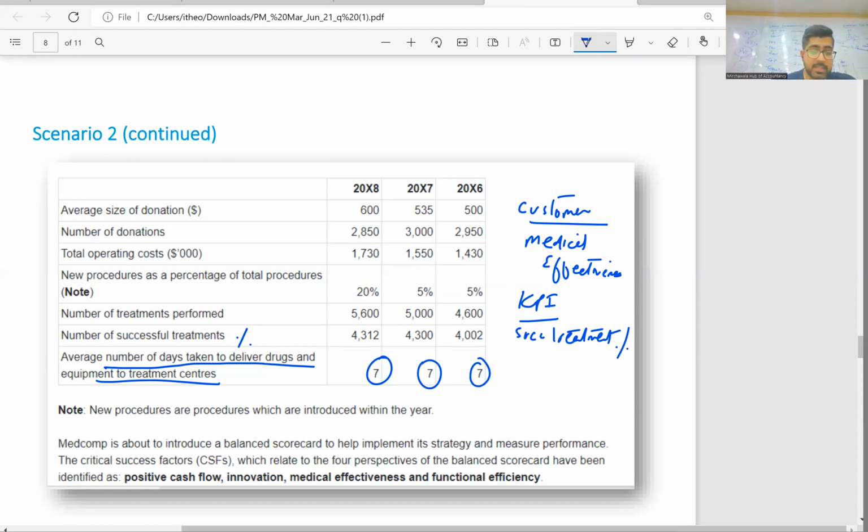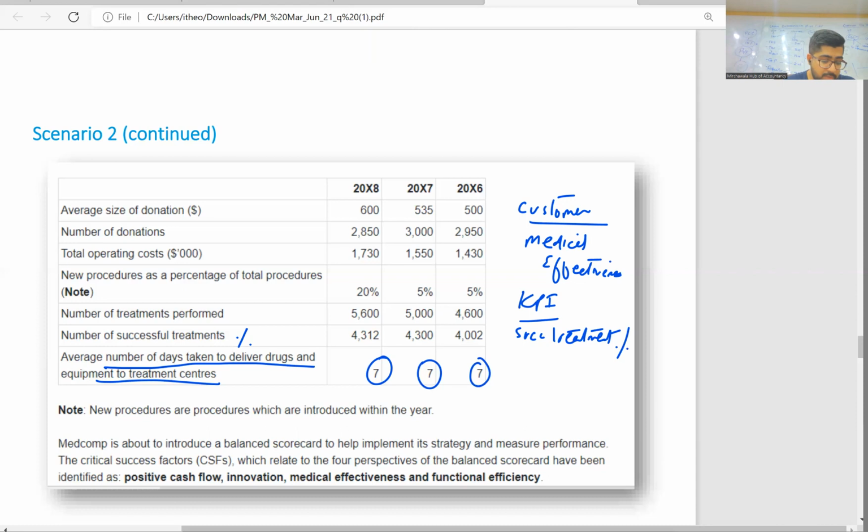And how will you analyze performance? Because using this KPI, it says first identify the KPI and use it to measure performance from 2006 to 2008. So let's have a look at successful treatment percentages in 2006 and 2008. 4,002 successful treatments out of 4,600, 87%. 4,300 successful out of 5,000, 86%. And 4,312 out of 5,600, 77%.